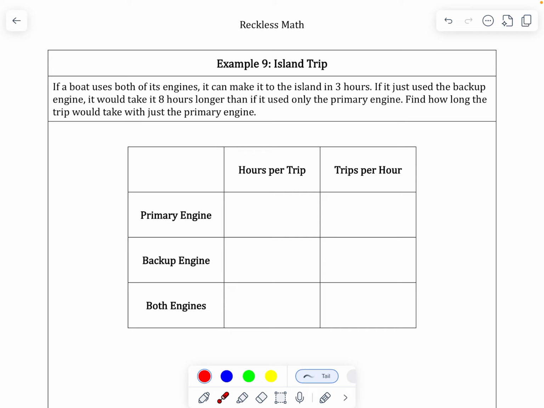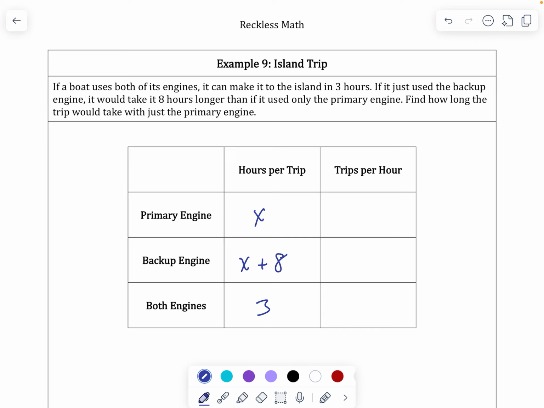So be aware, again, the 2 engines in this boat are not the same. One of them is bigger and stronger than the other. But if both of them are in use, the trip would take 3 hours. We don't know how long the primary engine would take, and we don't know how long the backup engine would take, but we do know that if the backup engine was working alone, it would take 8 more hours. So we're going to use x and x plus 8.